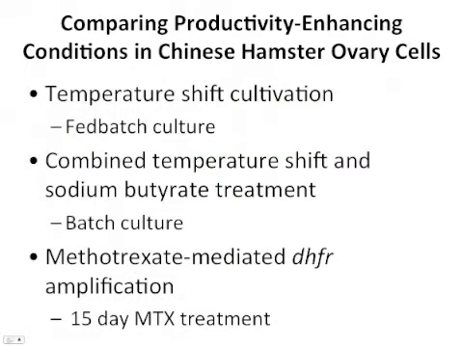So in today's example, we compared three different productivity enhancing conditions in CHO cells. The first was the use of a temperature shift. The second was the combined use of temperature shift with sodium butyrate treatment. And finally, the last condition was the use of methotrexate for DHFR amplification. We looked at the intersect of the results from each of these three studies in an effort to gain further understanding of the trait of hyperproductivity.